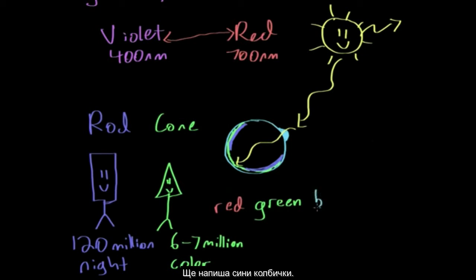We split them up into these 3 categories because red cones are really sensitive to red light, green cones are sensitive to green light, and blue cones are sensitive to blue light. So there are these 3 main types of cones that absorb light that ends up being red, green, and blue.